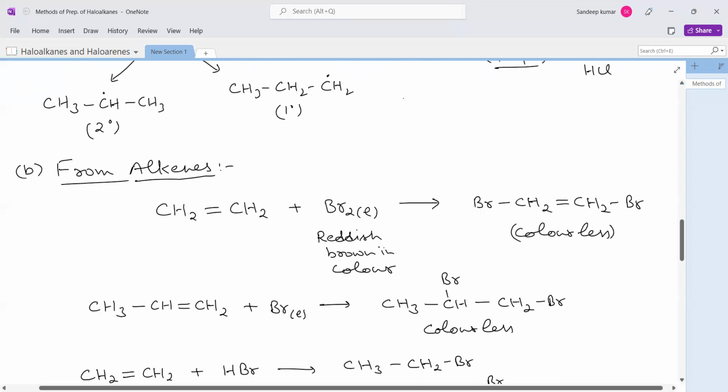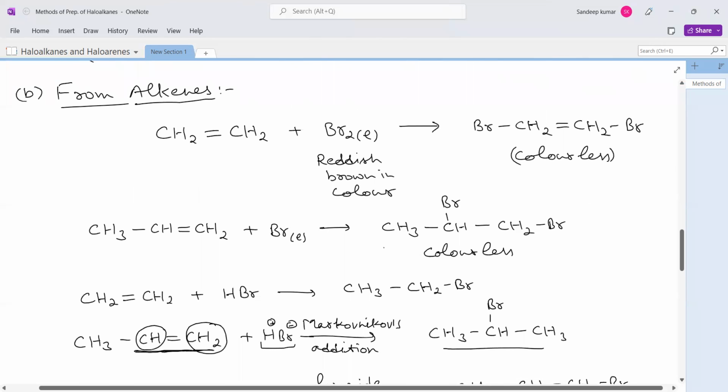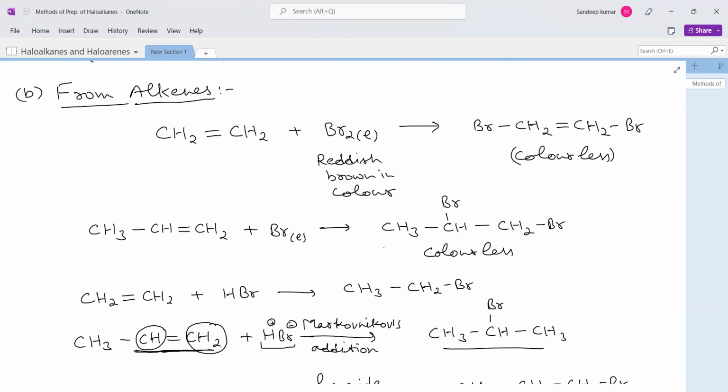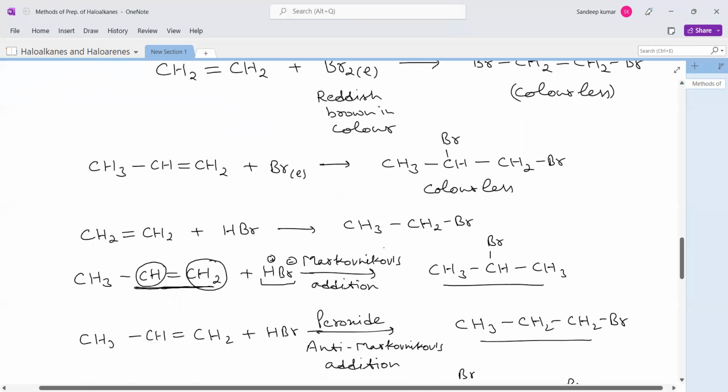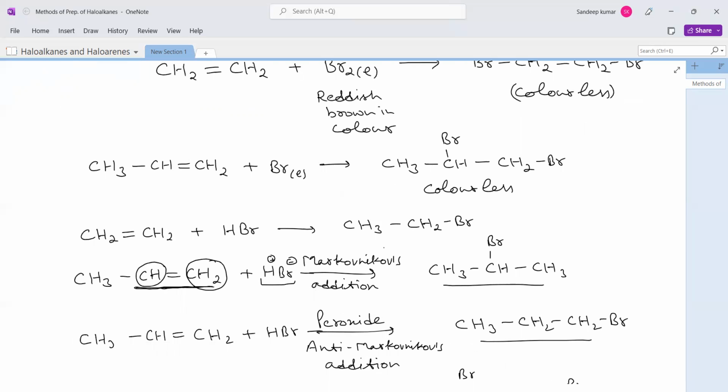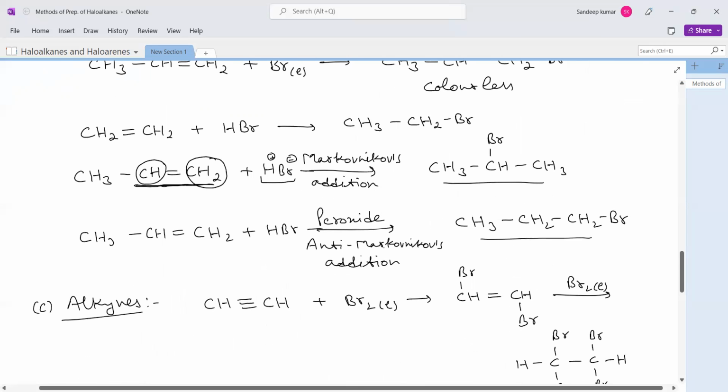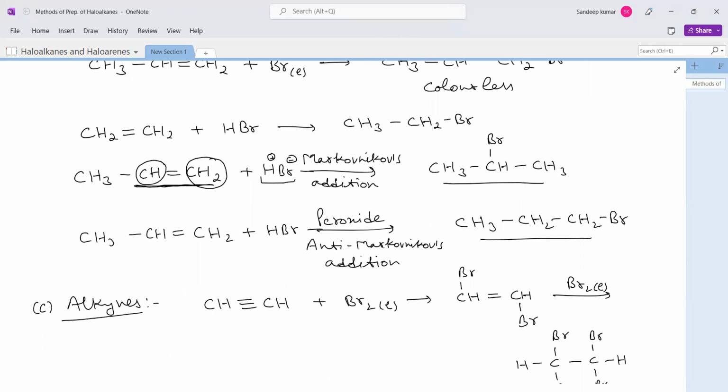Then come the alkenes. Alkenes show the addition reaction when any halogen like bromine water is added to them. When we add bromine to any alkene, the unsaturation test is also given, so bromine gets added, leading to the formation of haloalkanes. If we add reagents like HBr or halogen acids to alkenes, this also shows the addition reaction. But if we take an unsymmetrical alkene, the addition is governed by Markovnikov addition. And if the reaction takes place in the presence of a peroxide, then it is governed by anti-Markovnikov addition.